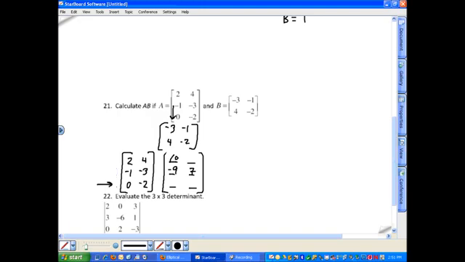Now we move down here. Same column, different row. 0 times negative 3 is 0. 4 times negative 2 is negative 8. 0 and negative 8 added together is negative 8. And move back to the top row, down that column. 2 times negative 1 is negative 2. 4 times negative 2 is negative 8. Negative 2 and negative 8 makes negative 10.